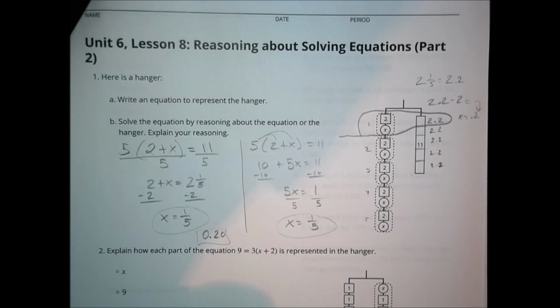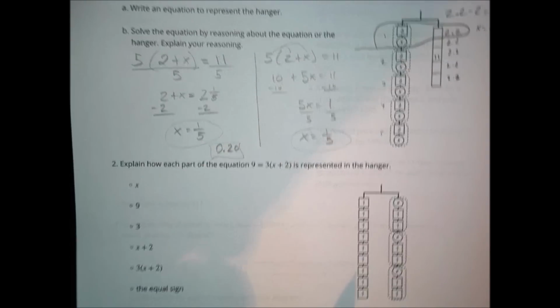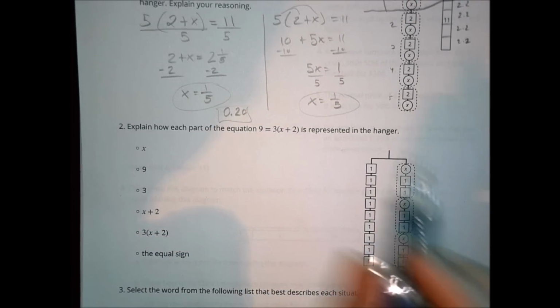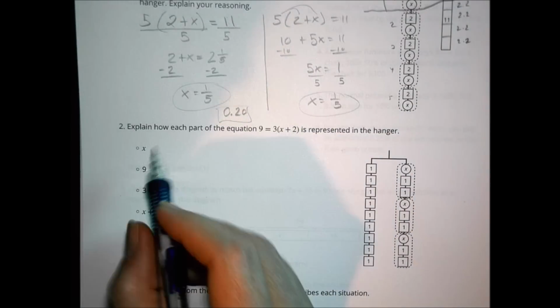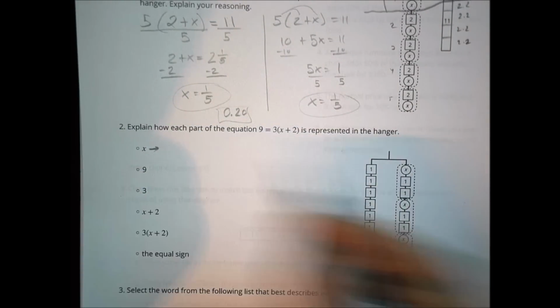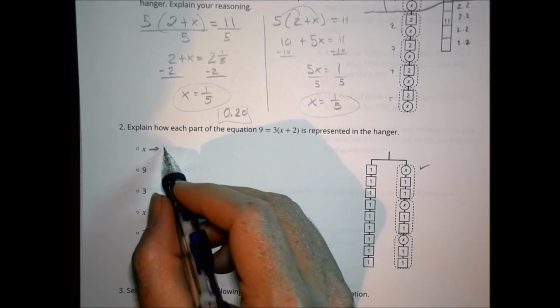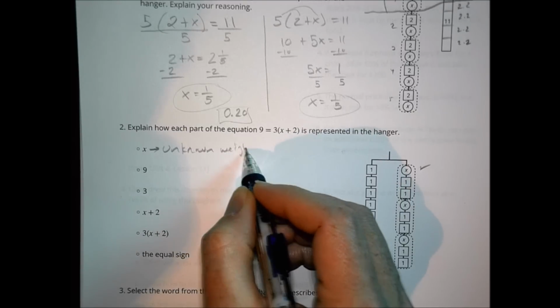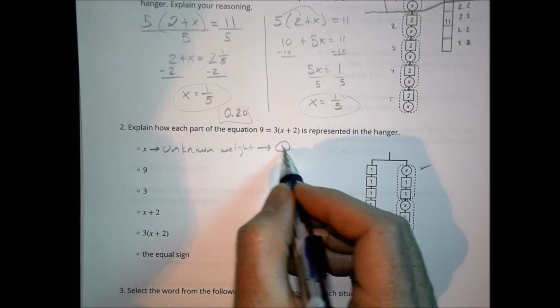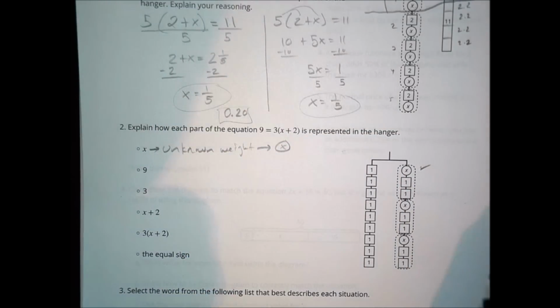And that's it. Let's look at number 2. Number 2, explain each part of the equation 9 equals 3 times the quantity x plus 2 and how it is represented in the hanger. So x is over here, and x is our unknown value. That's our unknown weight, that's our circle. That's where the x is going to be. We don't know what that is. We just know there happen to be 3 of them. That's all we've got so far.